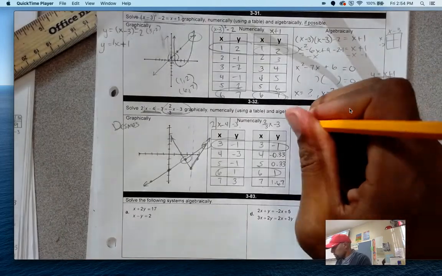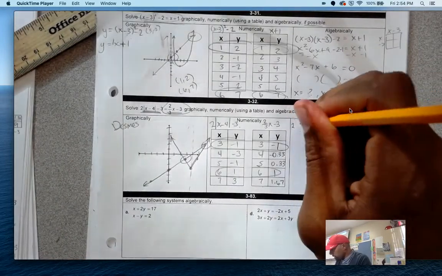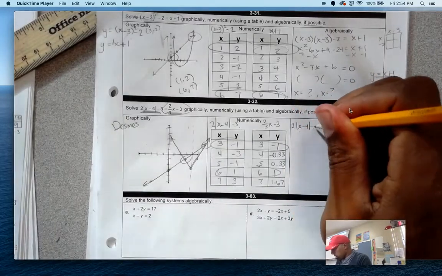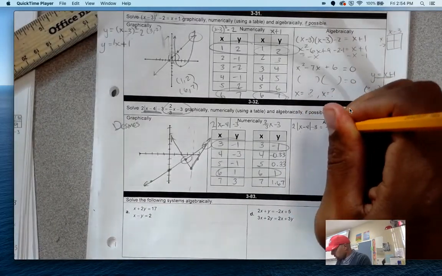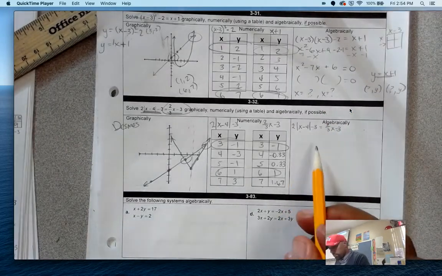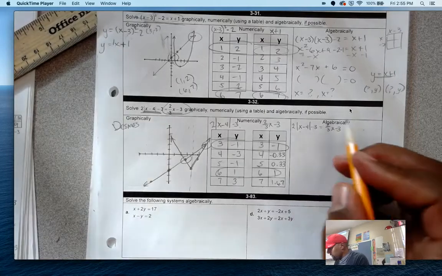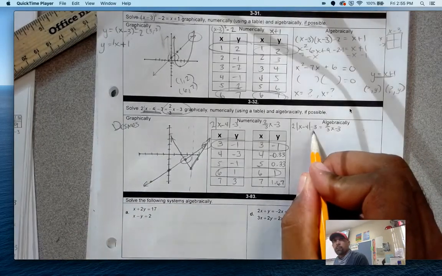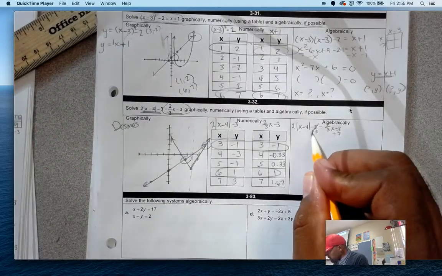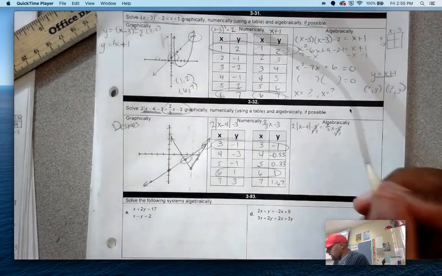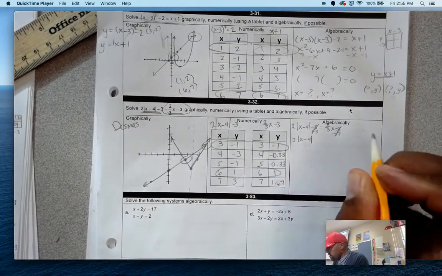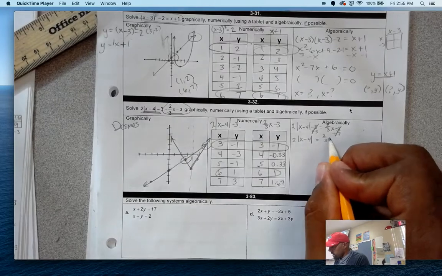Algebraically, okay, this is going to be a little bit different. So now I got 2 times the absolute value of x minus 4, minus 3, equals 2 over 3x minus 3. Okay, this is going to be a fun one. Okay, so now I want to approach this like I do a lot of other equations, where if I have a number over here, I'm going to take that away from both sides. Plus 3, plus 3. And a good thing that cancels out, so that helps me out a little bit. Okay, so 2 times the absolute value of x minus 4 equals 2 over 3x.